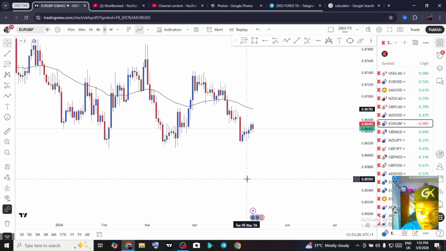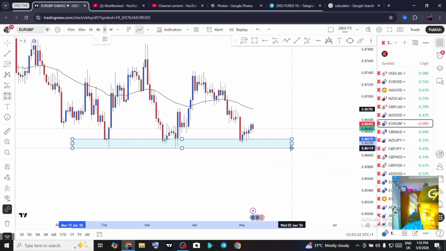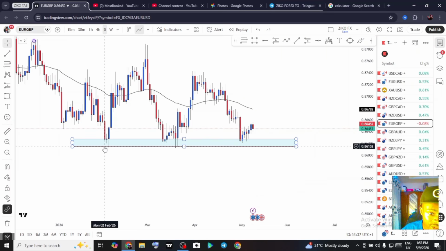I genuinely don't think we should be looking for buys. We should be looking for sales on this market. So first, I want to acknowledge this support level. Clearly, price came to this area on February 2nd and bought up strongly. It came here again in March and bought up strongly. Now it came here in May and started buying strongly. So this might just be a pattern. I'm acknowledging that area first of all.